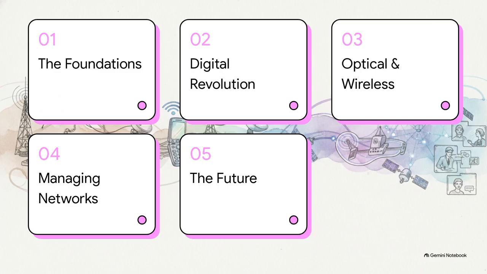Here is our roadmap for this explainer. 1. The foundations of connectivity. 2. The digital and IP revolution. 3. Optical and wireless highways. 4. Managing complex networks. And 5. The future of telecommunications. Let's get right into it.